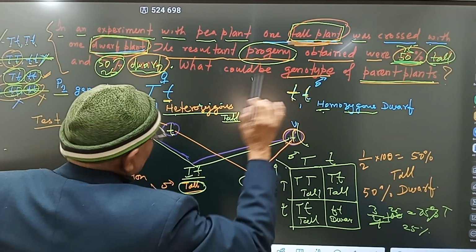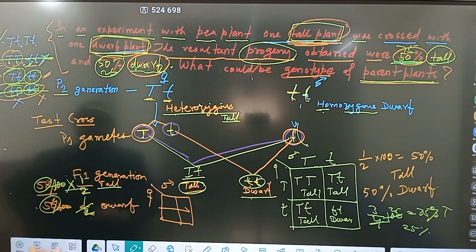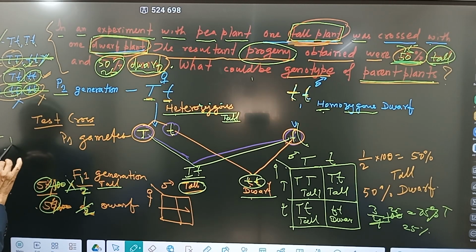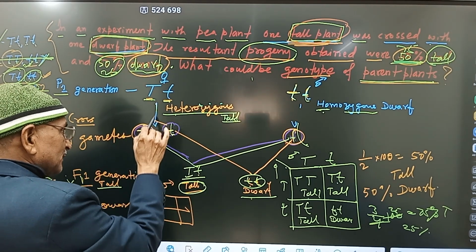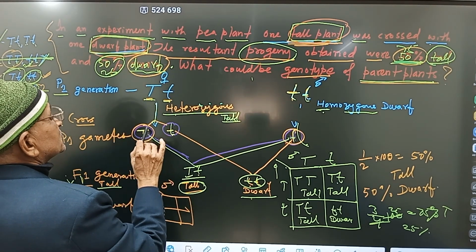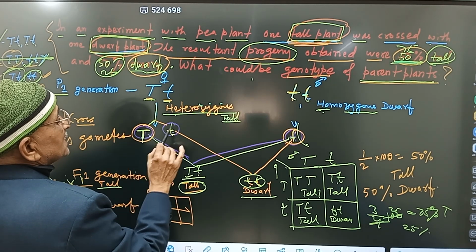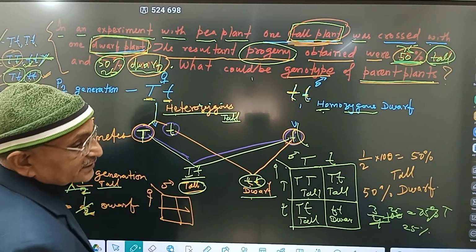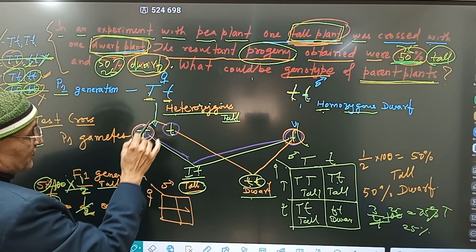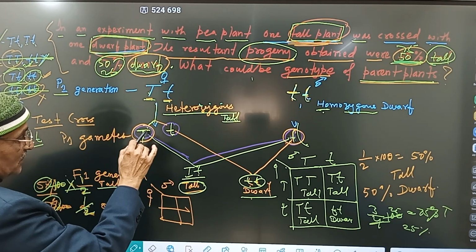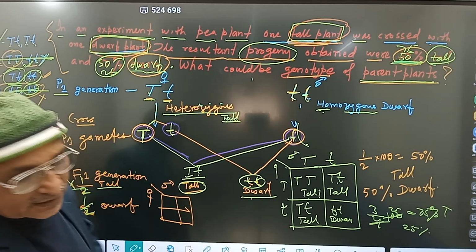And here small t, I have taken this option. Capital T, small t, and a small t. One parent having this, another parent having this. I have written this. So the female parent produces capital T type of gametes and small t type of gametes. The law of segregation states that in the parental generation two factors are present, but in gamete formation they separate and only one goes into the gamete. That is the law of segregation.